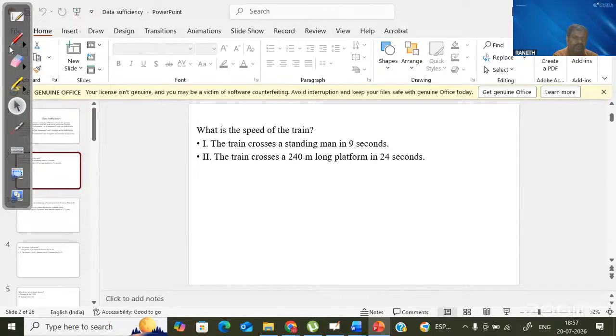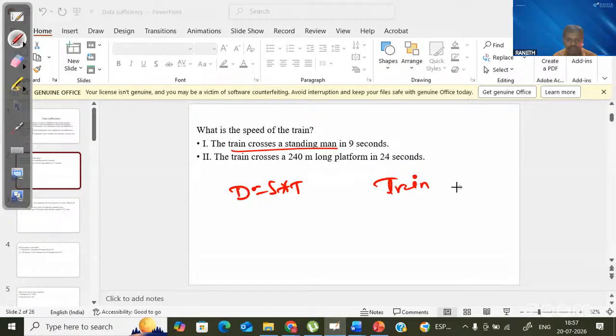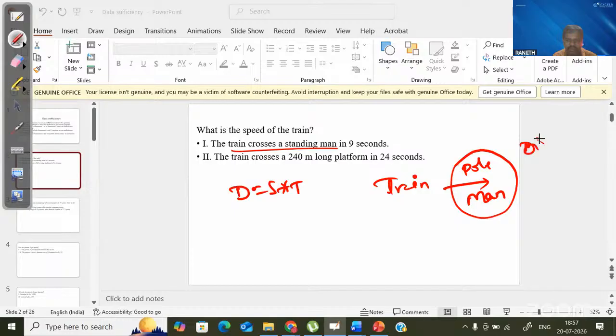Distance equals speed into time. A train crosses a standing man, or a pole, both are the same. When a train crosses a pole or a man, the distance traveled by the train will be equal to its own length.